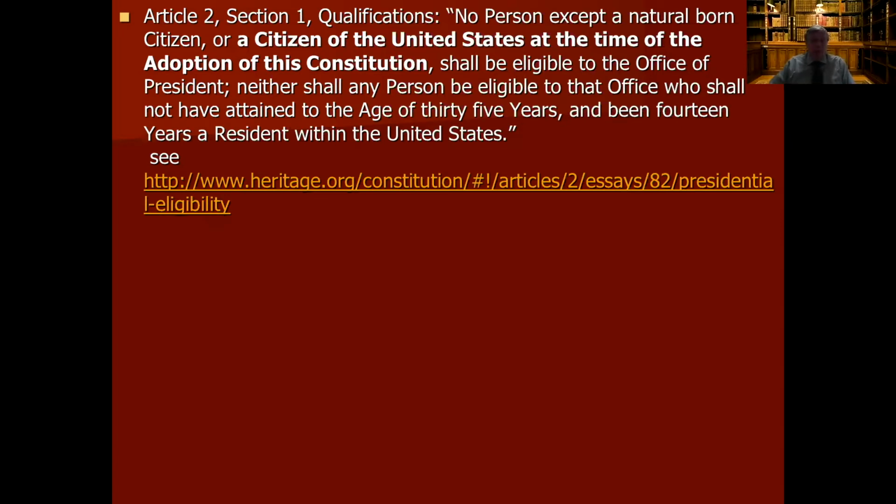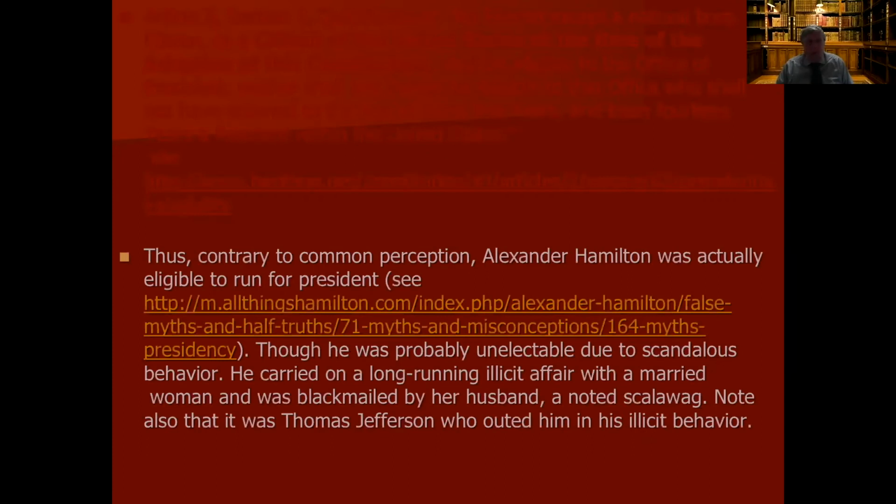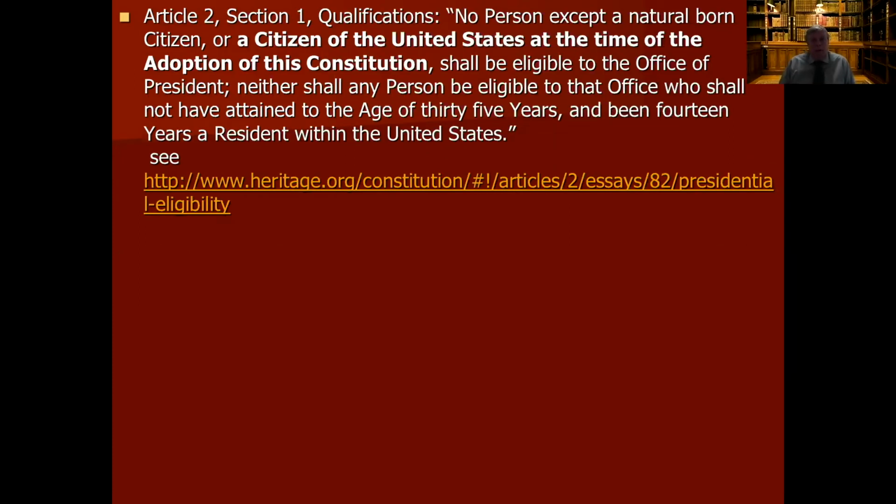There's a nice article on this section at the Heritage Foundation. We won't go there, but I encourage you to read it. The age requirement for becoming president is greater than the age requirement for becoming a senator or a member of the House of Representatives. To be a senator, one needs only to be 30 years old. And so presidents assumedly would have greater wisdom than ordinary citizens.